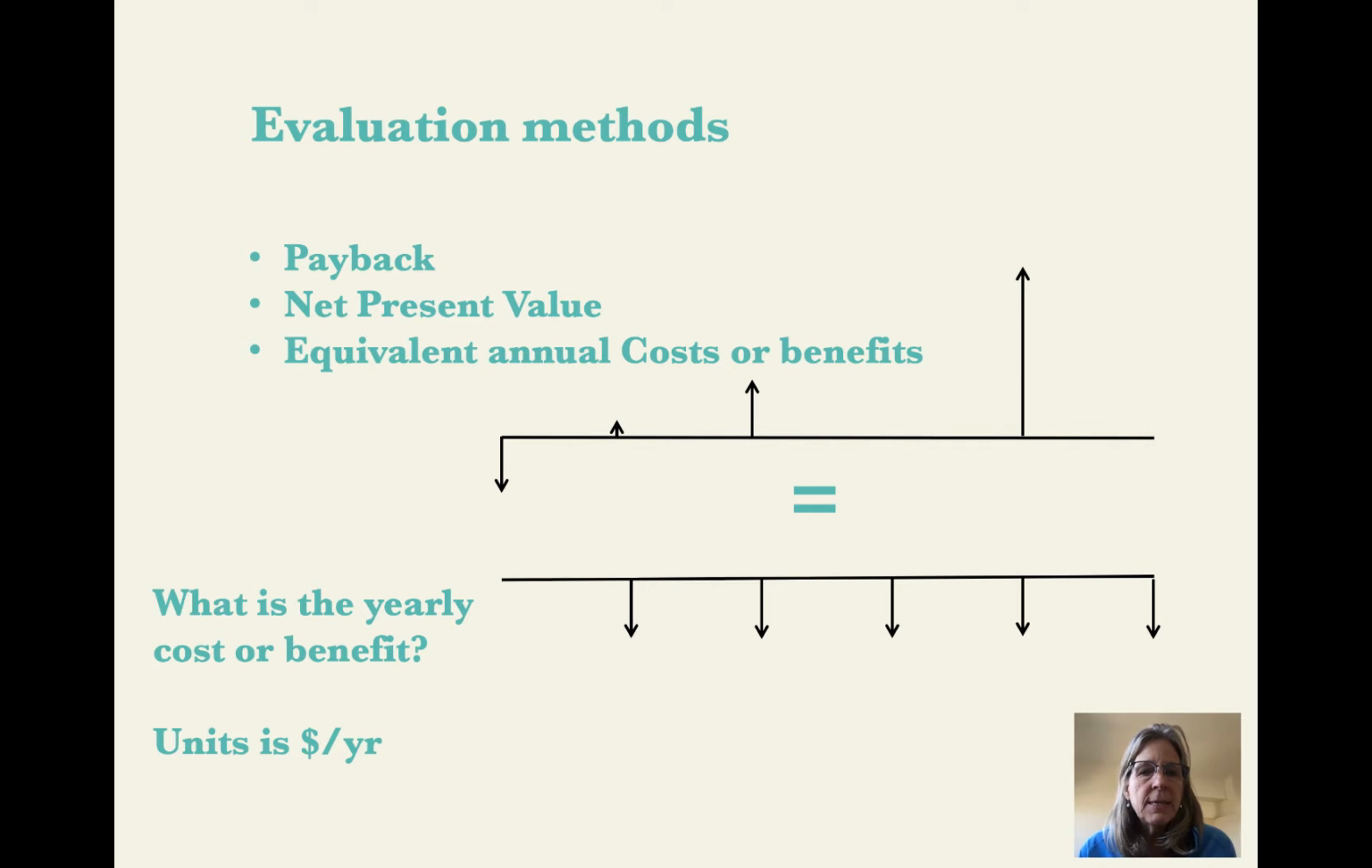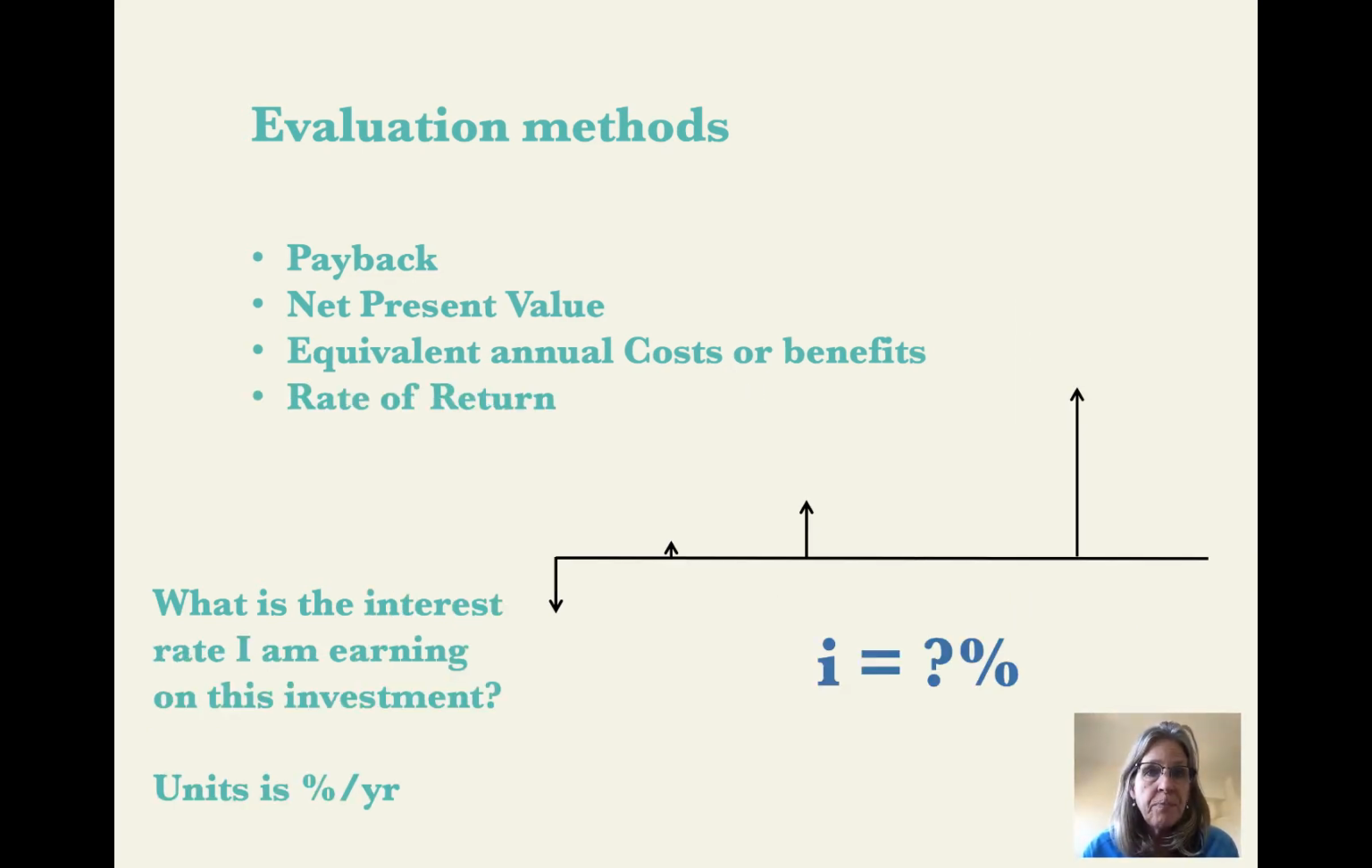The next method is equivalent annual cost or benefits. This is very similar to net present value. Instead of converting everything to time period 0, as in net present value, in equivalent annual cost or benefit, we convert everything to an equivalent A value. You can see at the top that the cash flow that varies depending on period is converted to equal annual payments. This is sometimes useful because people think in terms of dollars per year when thinking about a loan payment or income or things like that. So this evaluation method is useful for that.